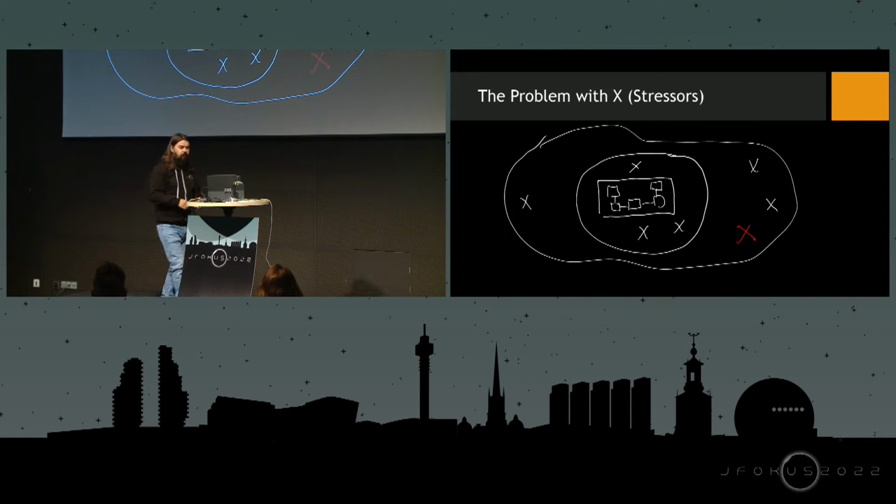And this is the problem with software architecture. How do we design structures for a bunch of X's that are going to pop up all the time when we don't know what they are, we don't know where they come from, and we don't know how they're going to impact us?